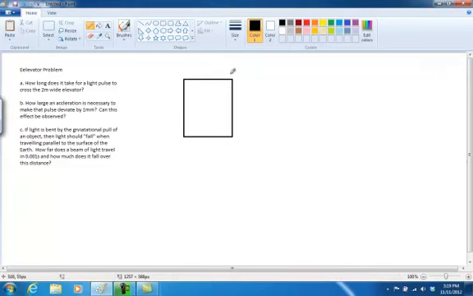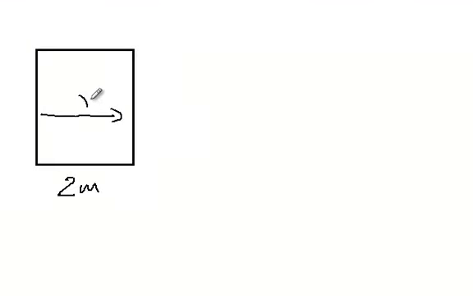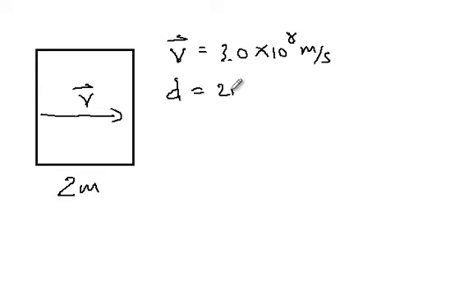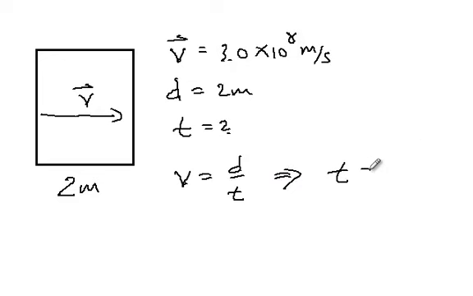Well, this is our elevator that's 2 meters wide, and this is our light pulse traveling in this direction with the velocity, and that velocity is equal to 3.0 times 10 to the 8 meters per second for a light beam. And we know that the distance is equal to 2 meters. The time is what we're looking for. Then we have a relationship that says velocity is equal to distance over time by definition. We can rearrange this to be time is now equal to distance divided by velocity.